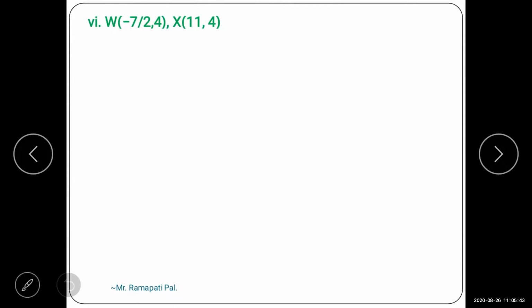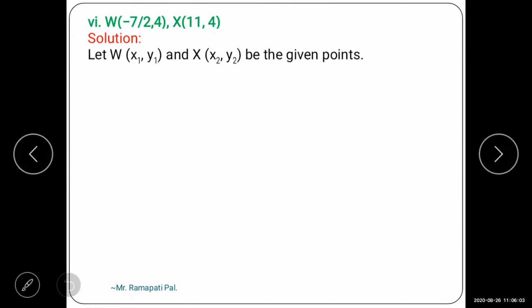X1 is minus 7 upon 2. Okay. Y1 is equal to 4. Now x2 is equal to, y2 is equal to. Okay, very good. Let's see. Let W x1 y1 and x2 y2 be the given points. Then x1 is equal to minus 7 upon 2. Y1 is equal to 4. X2 is equal to 11. Y2 is equal to 4.